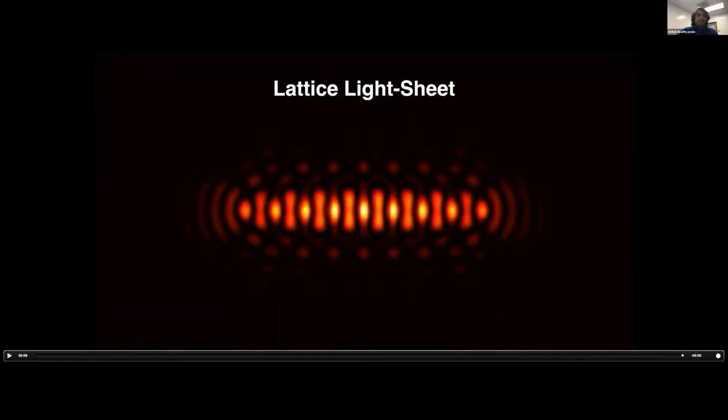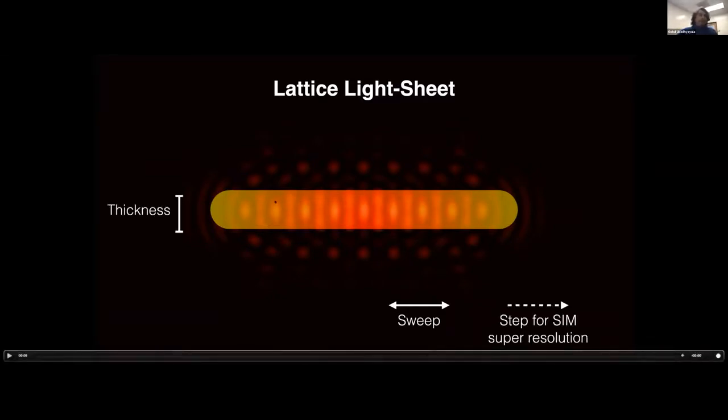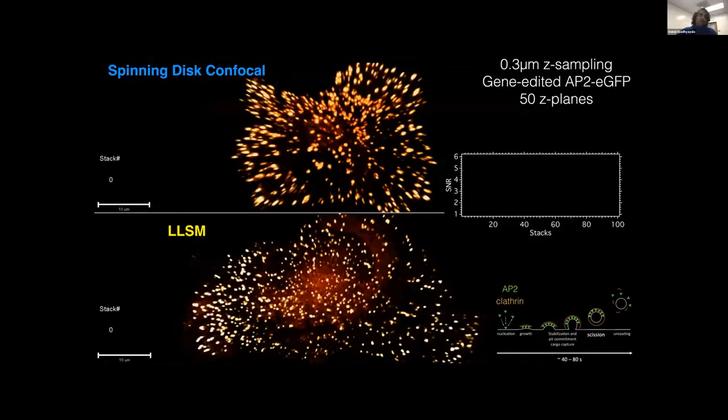Of course, this still doesn't look like a light sheet. So what we do is we use a galvanometer to sweep it faster than our exposure time to create a very thin propagating light sheet. Of course, we can take advantage of the modulation in signal and phase and use it for structured illumination microscopy for 3D super resolution live imaging. So what does this all mean practically?